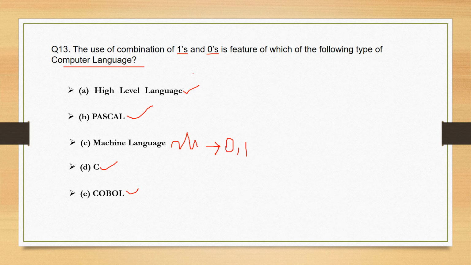The use of a combination of 1 and zeros is a feature of which type of computer language? Machine language is the correct option, and only in this language do we use 0 and 1 as a feature. Okay, let's move to the next question.